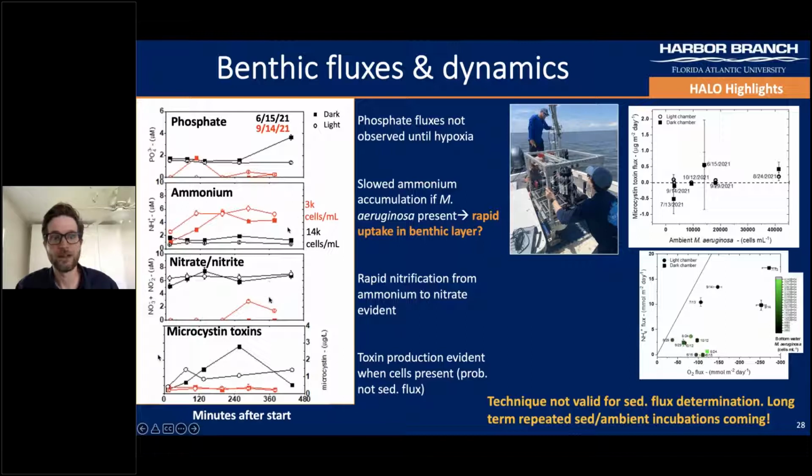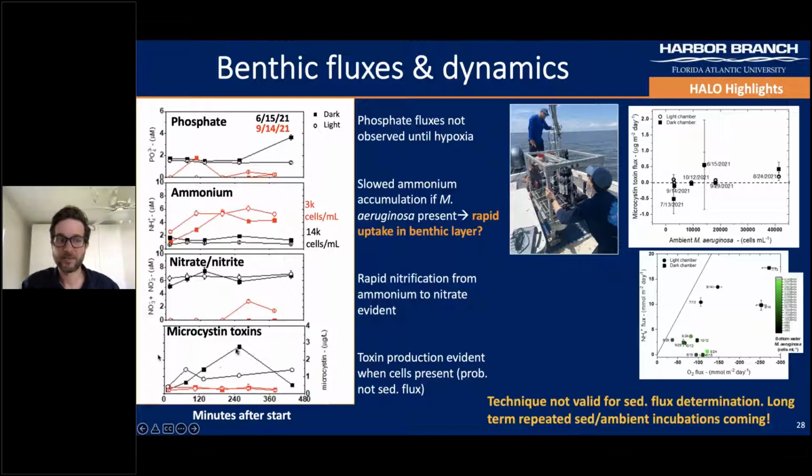We do see evidence of nitrification also, even over the short time period, we see nitrification of this ammonium. That's likely why you get this plateau in ammonium at lower cell concentrations. And then last but not least, we wanted to look at if we had microcystin toxins fluxing as well.